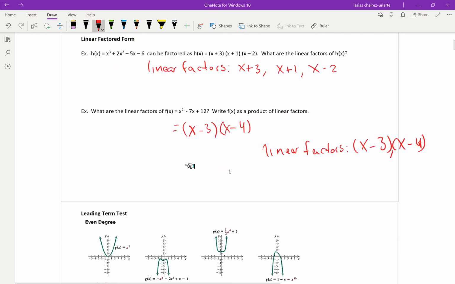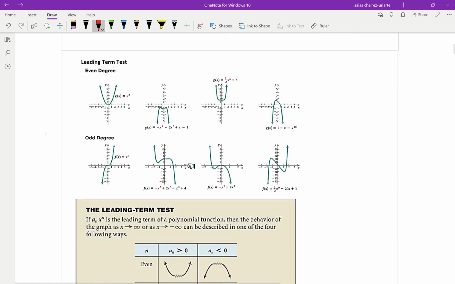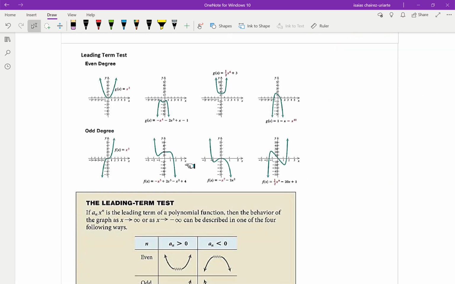Okay, let's talk about what's called the leading term test. So leading term test. And remember, if you have a polynomial p of x, a n x to the n plus etc, a1 x plus a0, this whole thing right here, this is my leading term.